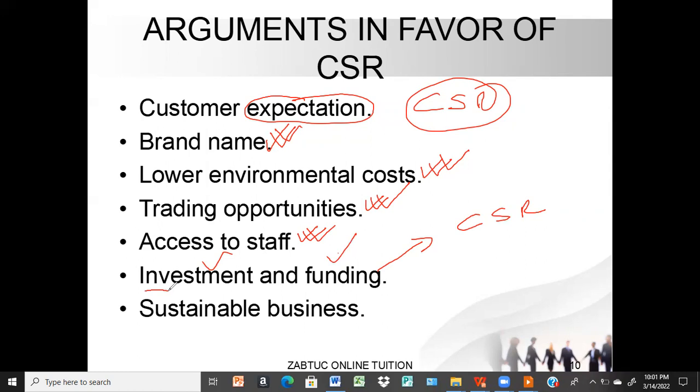This contributes to sustainability. The long-term future of your business is going to be secured by an excellent CSR program. Okay, so I thought of touching CSR because in our recent exams, we have seen questions talking about CSR: what are the advantages, what are the arguments in favor and against, what are examples of areas of CSR, what are the stances that a company can take or pursue.